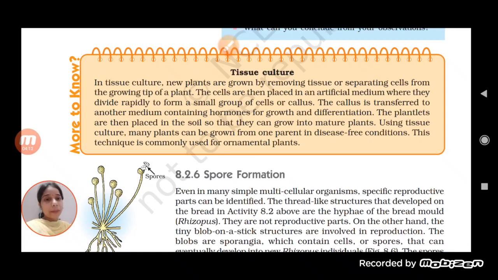So if we separate a few cells or the tissue from the growing tip and keep them in an artificial medium, the medium where we provide sufficient nutrients to them, they can easily divide, and when they rapidly divide, they will form a small group of cells, and this small group of cells is also called callus.